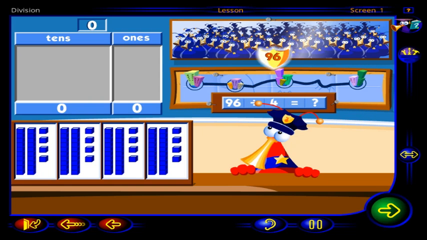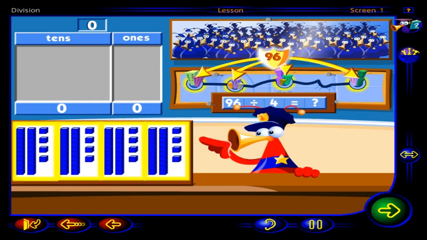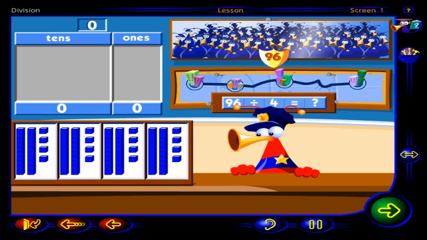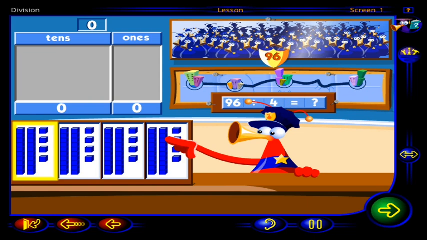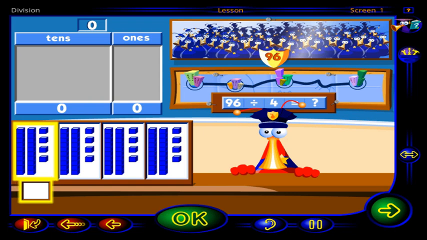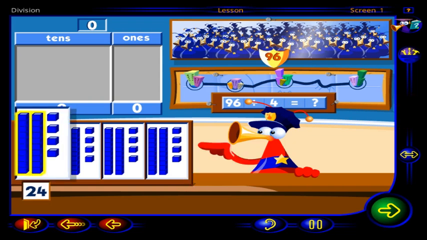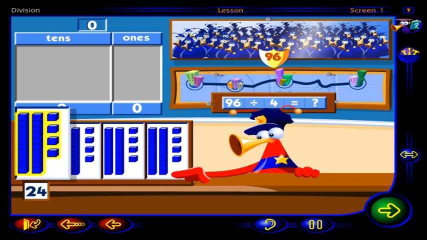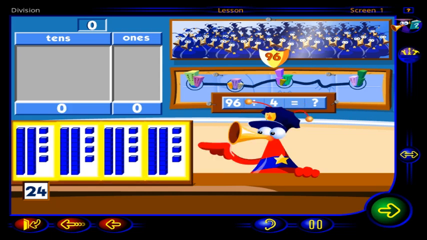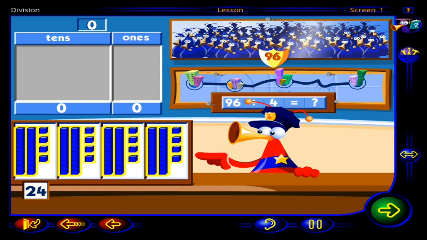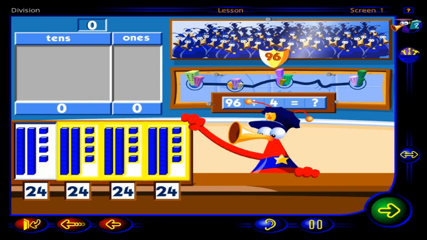So, when we divide 96 into 4 equal groups, we get the number shown by the blocks in each group. What number do the blocks in this group show? Type in a number here, then click OK. These blocks show the number 24. 2 10s are 20, and 1, 2, 3, 4 more is 24. And since each group has the same number of blocks, these groups also show 24.